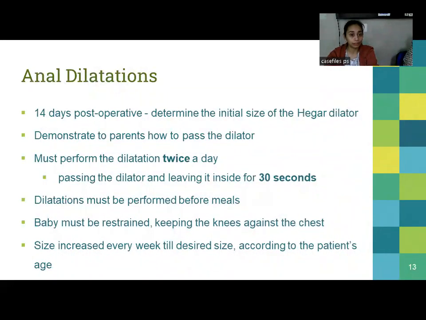Coming to the protocols for anal dilatations, these are usually started 14 days post-operatively when the patient is followed up in OPD. On day 14, the initial size of the dilator is determined and the parents are shown how to pass the dilator. Initially, dilation is done twice a day, and once the dilator is passed, it is left in place for 30 seconds. These dilations are usually advised to be performed before meals. The baby must be restrained properly, keeping the knees against the chest. The size is gradually increased every week till the desired size is achieved according to the patient's age.